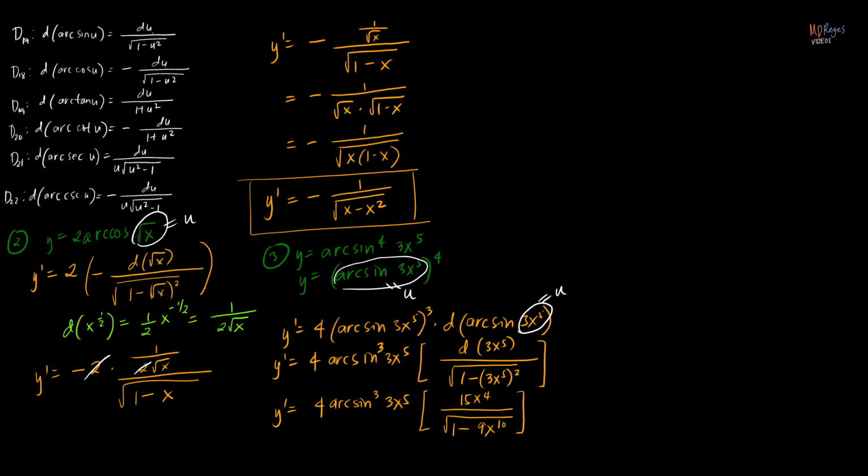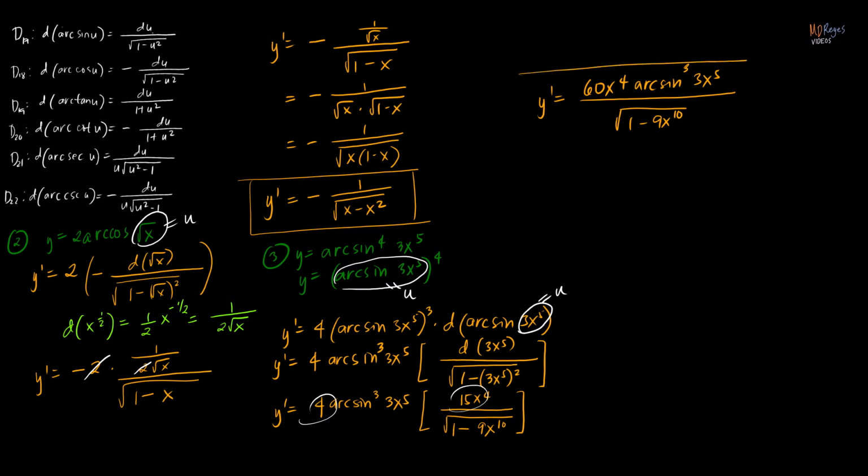We'll just have to simplify our answer. 15 times 4, these constants, we have to multiply. So y prime equals 15 times 4, which is 60x to the 4th, times arcsine of 3x to the 5th cubed, over the square root of 1 minus 9x squared, or rather 9x to the 10th power. This is the derivative of the function.